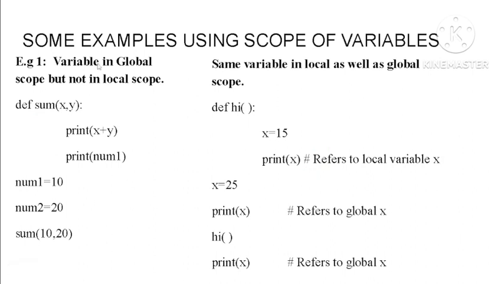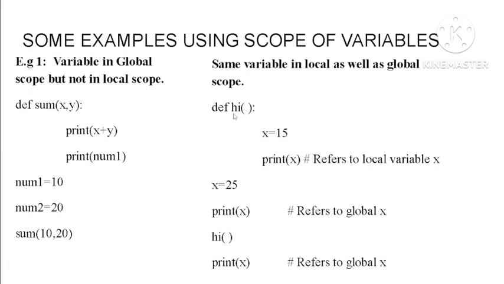So this is an example of a variable in global scope but not in local. I'm trying to print num1 inside a function, but it will not cause any error. It will consider this num1 from the global one.